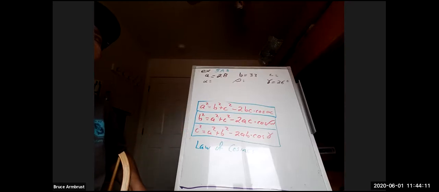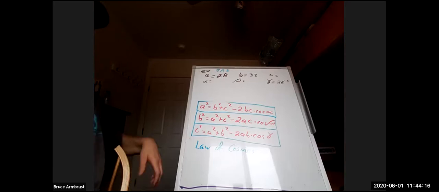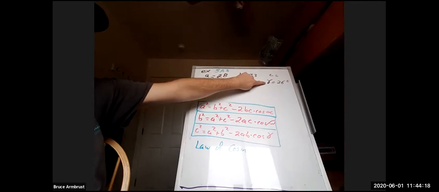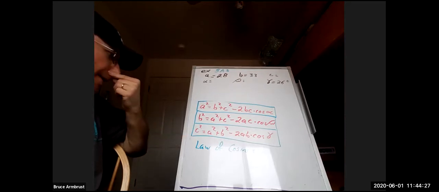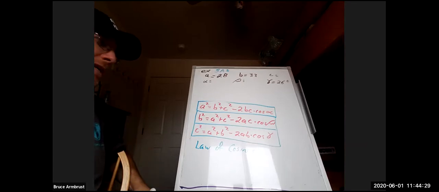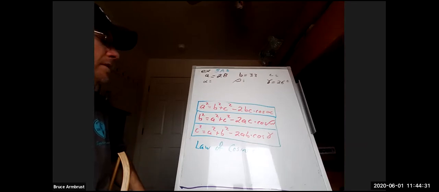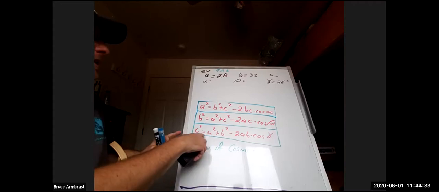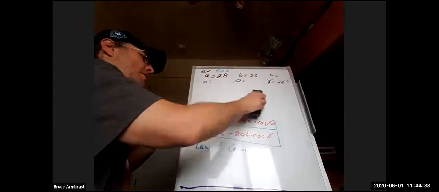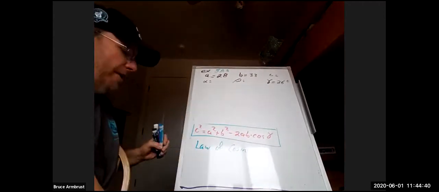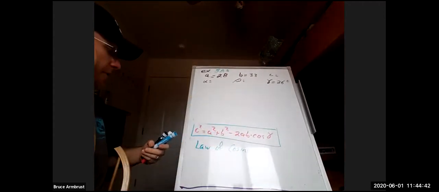In terms of which one you want to use, it's really easy to pick. Just go to the one that has the angle that we know. So we know gamma, so we're going to go to this bottom one: c squared equals a squared plus b squared minus 2ab cosine gamma. Also in here, we know A and we know B. So it turns out that we know everything on the right-hand side of this equation.